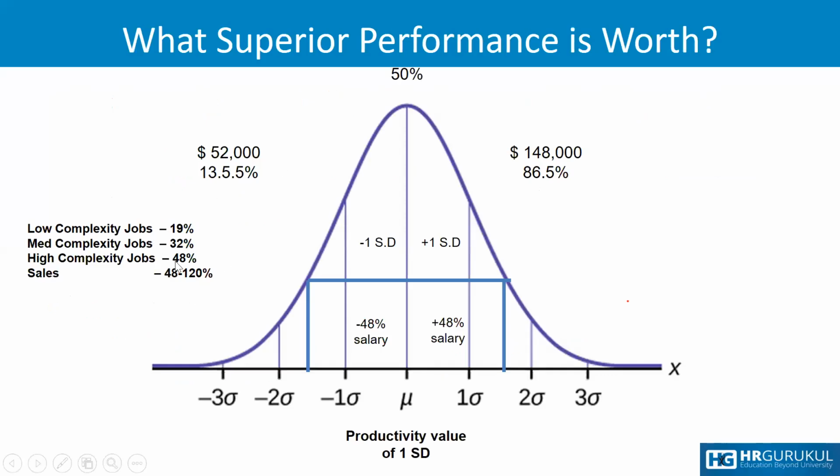Right. So if you see this thing, what I was talking about, the 1 sigma, 1 standard deviation plus or minus, the low complexity jobs, the impact was 19%, the high complexity jobs were 46%, for sales it was 48 to 120% deviations on the impacts. Right? So what a superior performance is worth has been statistically calculated. And these companies are taking decisions on that basis. Right. So I will share one video where I've discussed this entire graph, and I have explained the productivity value of 1 standard deviation, that is 1 sigma. Right. So I will share that video in the group.